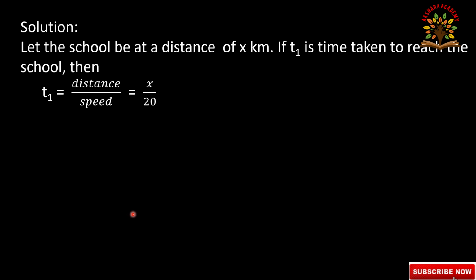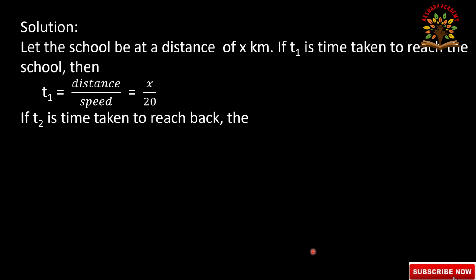Total distance is equal to x plus x, that is equal to 2x. Average speed is equal to total distance by total time taken. Total distance 2x, total time x by 12. That is equal to x cancel, 12 twos 24 kilometers per hour. Okay, next go to the next.